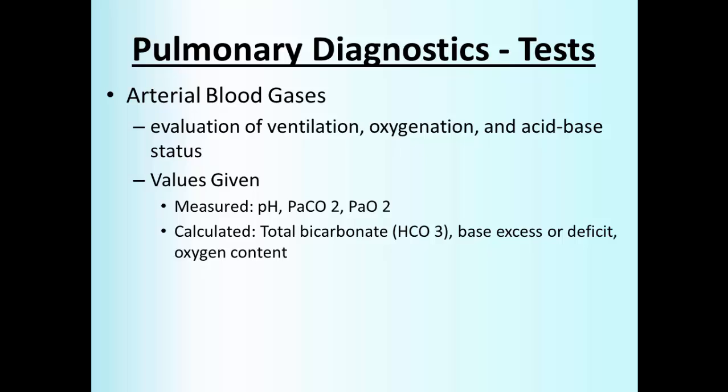And ABGs. ABGs are used to evaluate ventilation, oxygenation, and acid-base status. The values include those listed and can be measured, and then the ones that can be calculated. Low levels of arterial oxygen can be attributed to one or more of the 5 categories as follows, and that is ventilation perfusion, or VQ mismatching, alveolar capillary diffusion limitation, hypoventilation, anatomic right and left shunts, and low inspired oxygen partial pressures or altitude.